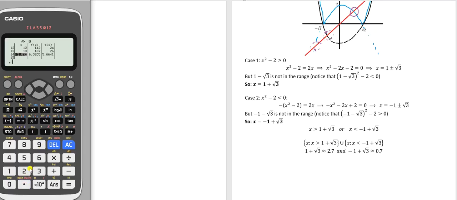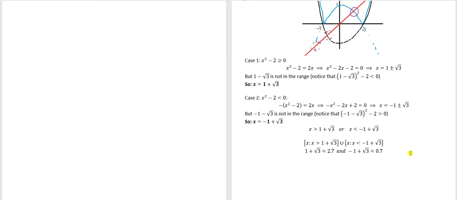And then I can try 0.9 plus root 3 instead. That's something just the wrong side of the inequality sign. And now the quadratic is below the straight line. So that's encouraging. You can do a similar thing for the other end, but we're not going to try that now.